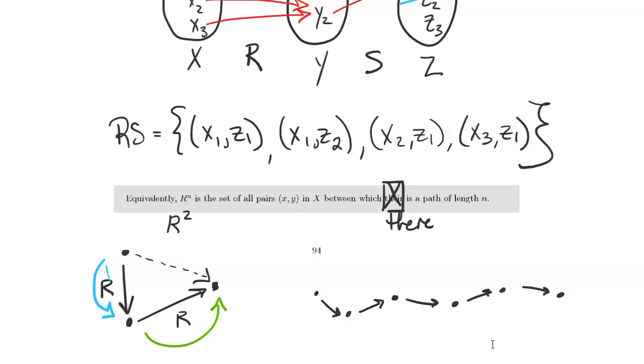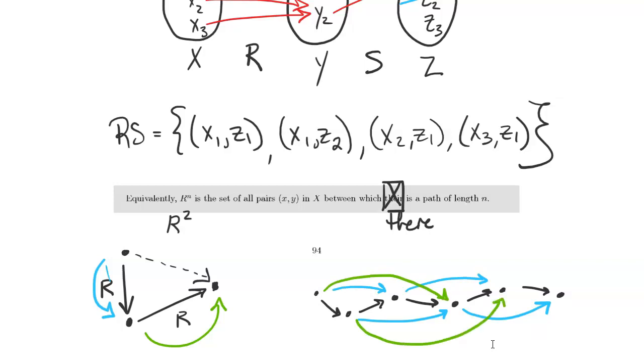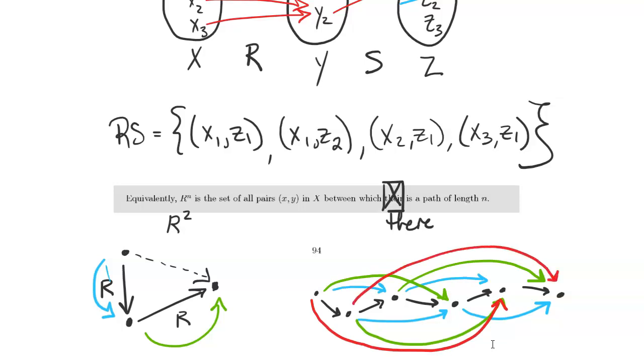this blue line, all these blue lines are members of R2. All these green lines are going to be members of R3. This red line is going to be a member of R4. And this last dotted black line here is going to be a member of R6. Or R5.